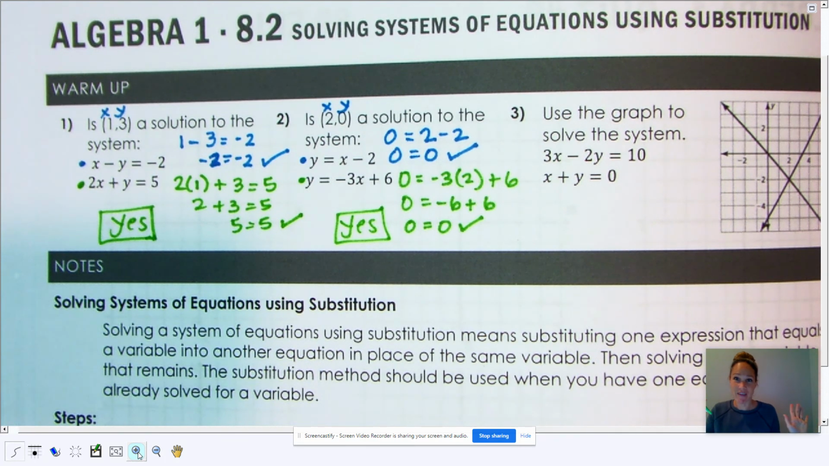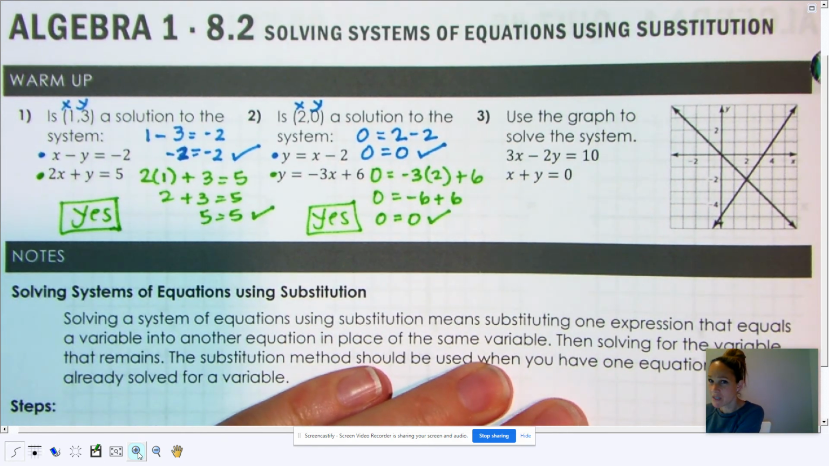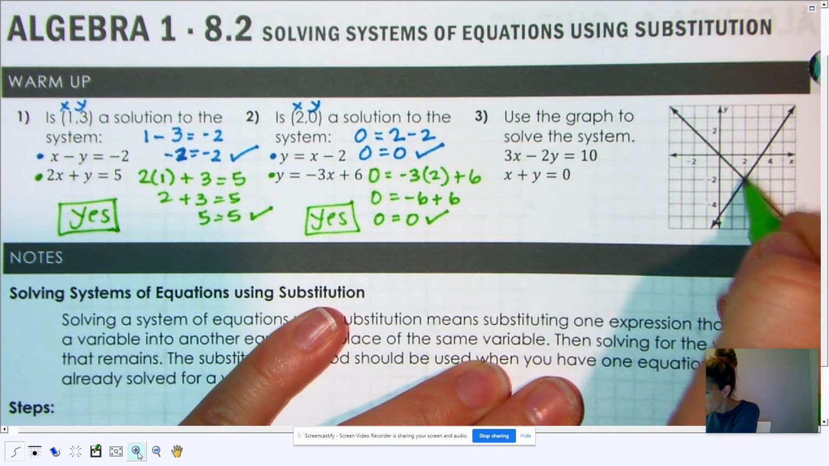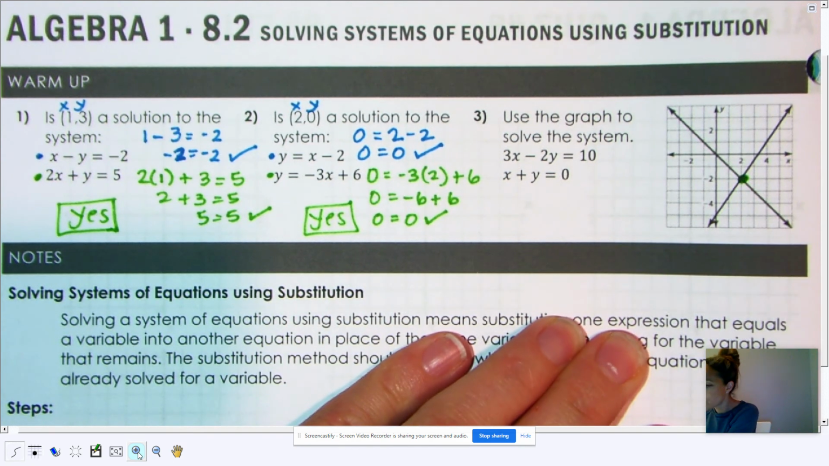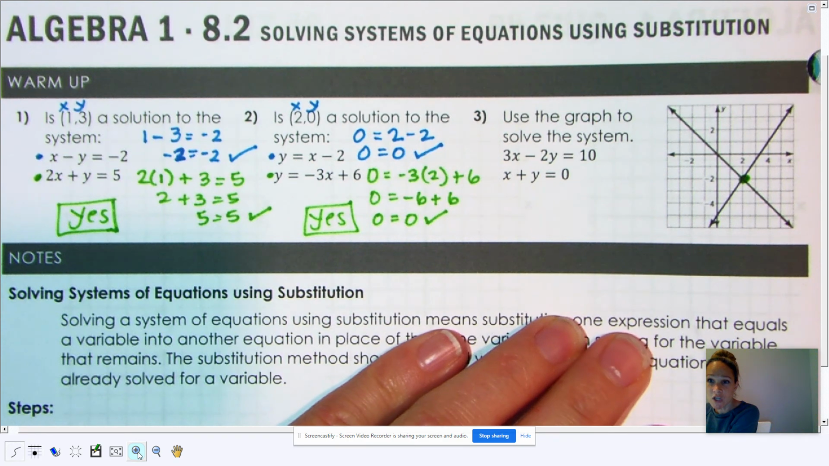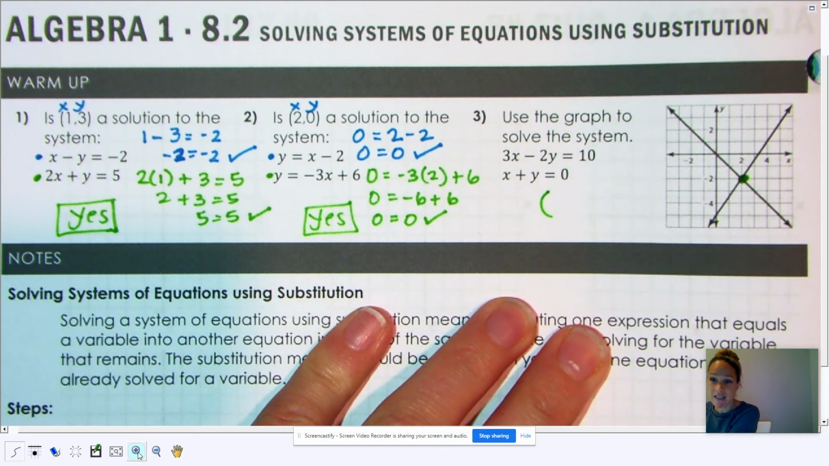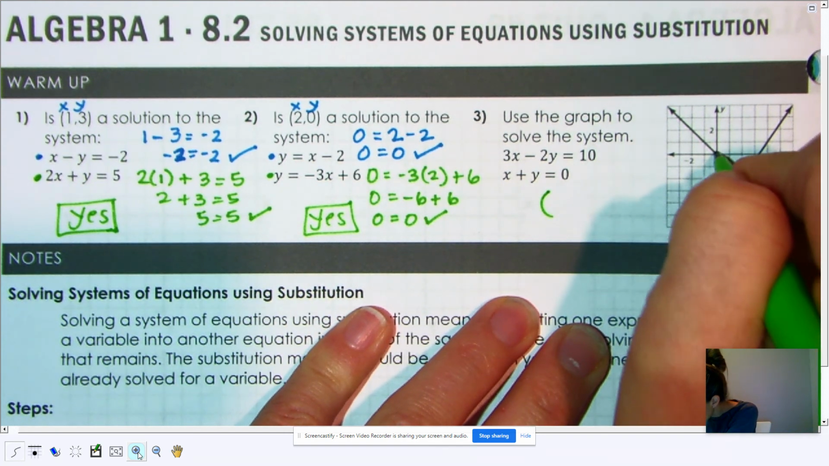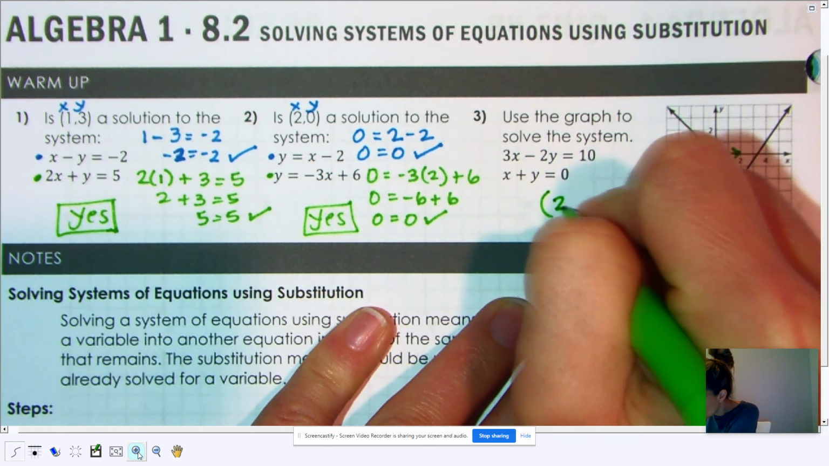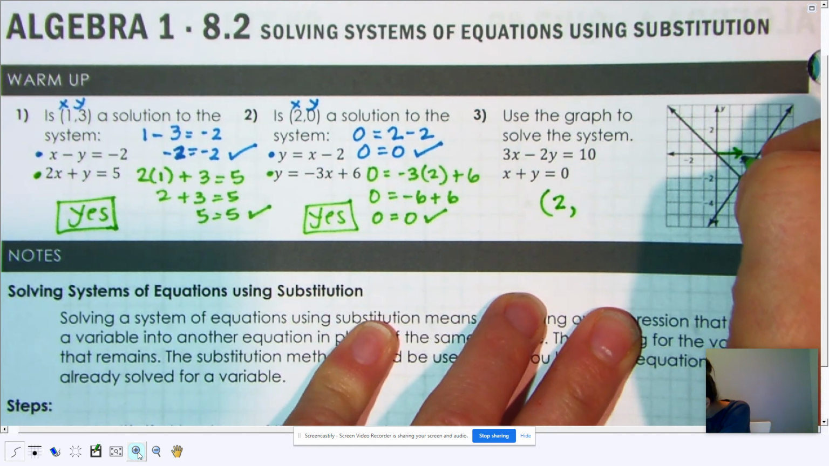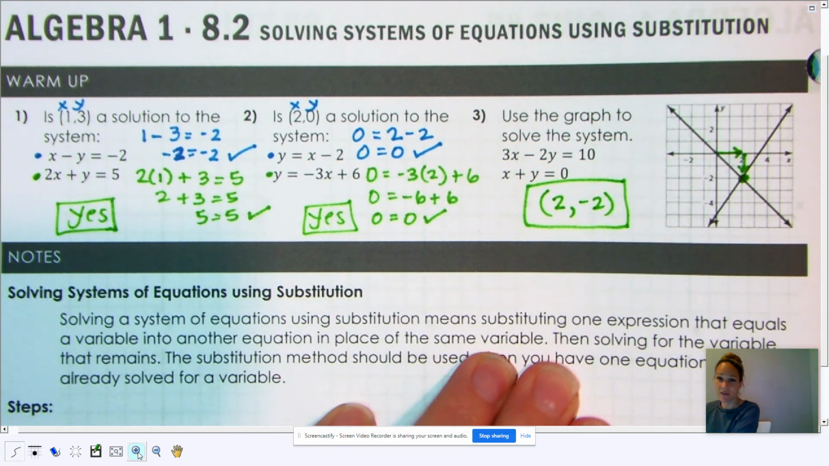Question number 3, these are my favorite. Use the graph to solve the system. It's my favorite because all we have to do is count. If they've already graphed these for us, we don't have to do any work. We just use the graph. But the knowledge that we're checking for here is, do you remember that the solution to a system of equations is that point where they cross? Remember that we always give our answer as an ordered pair, and we start with the x value, which is how far did we go left or right? Well, we went in the positive direction to the right by 2, and then we went in the negative direction, which is down, by 2. And that's it. That's all of the work you need to show.